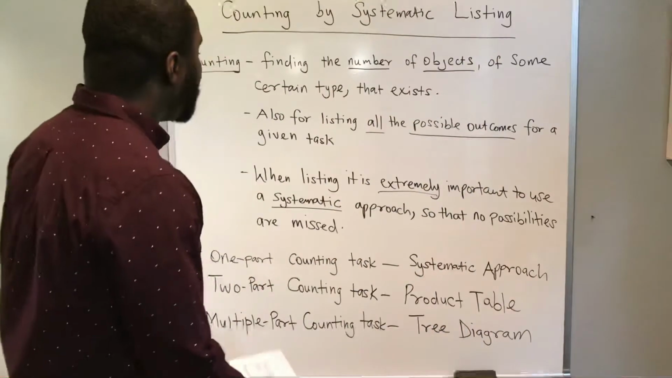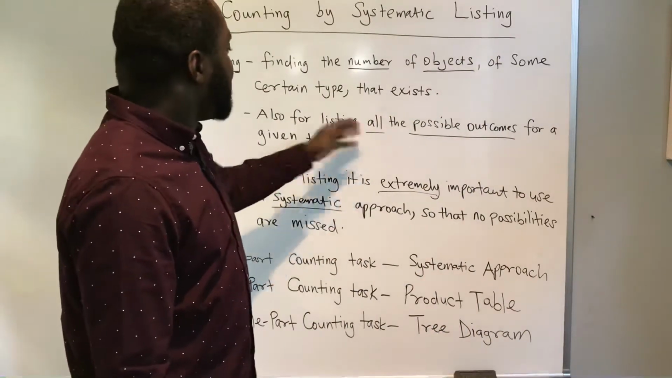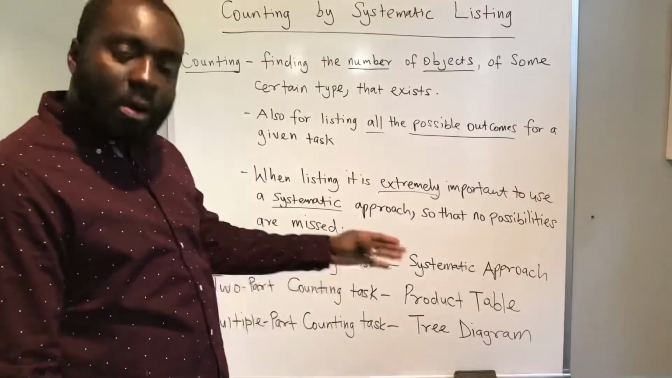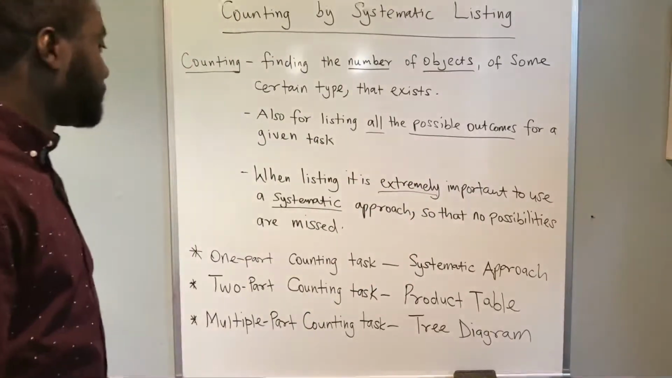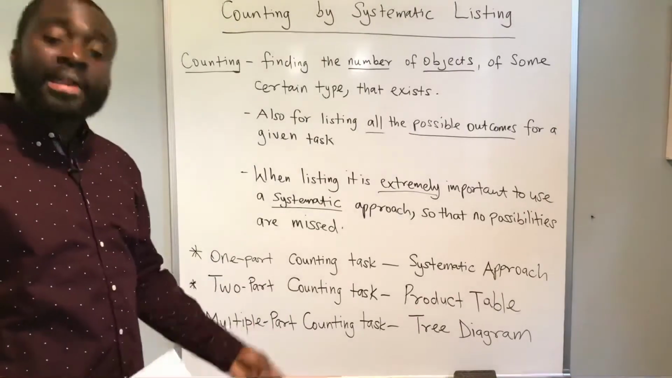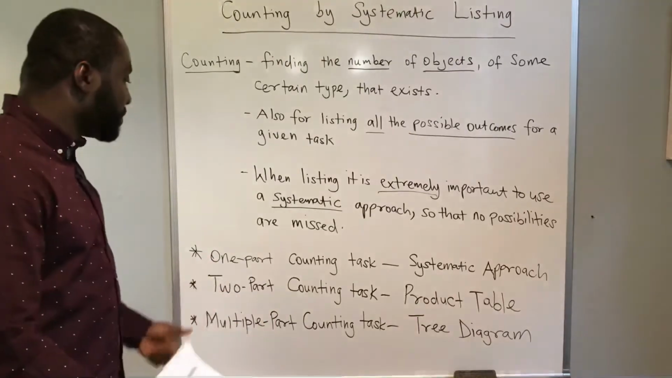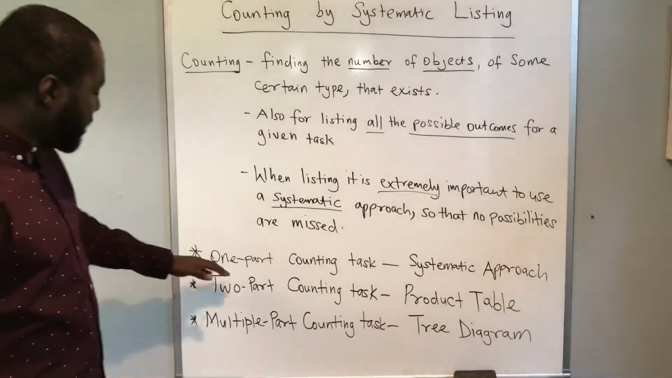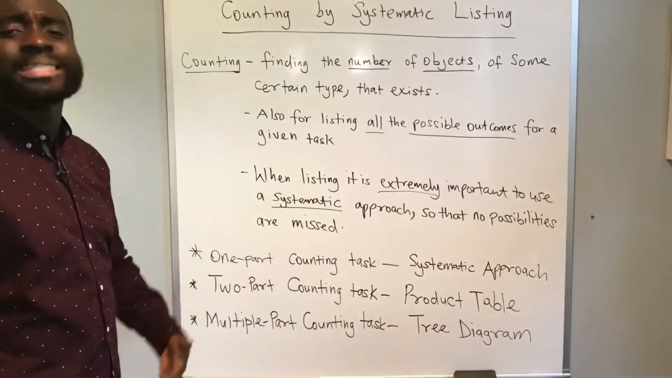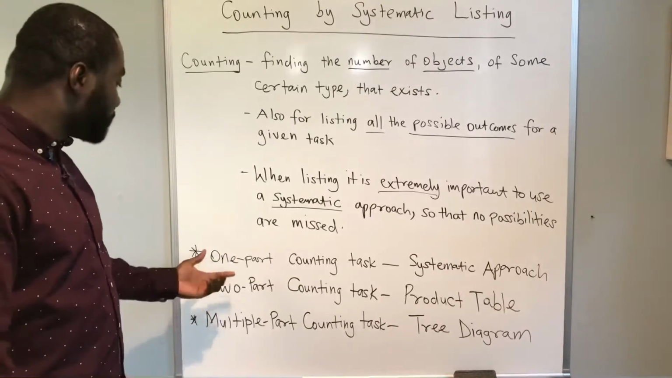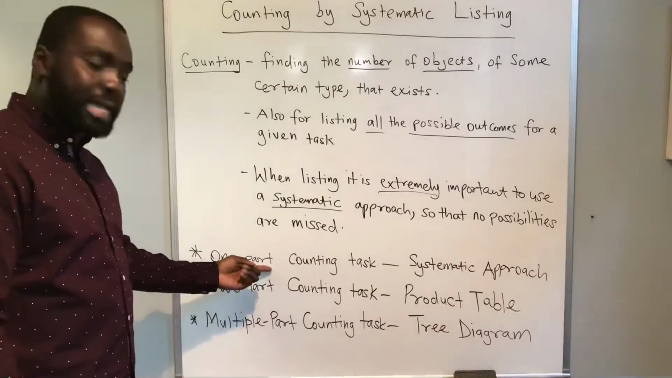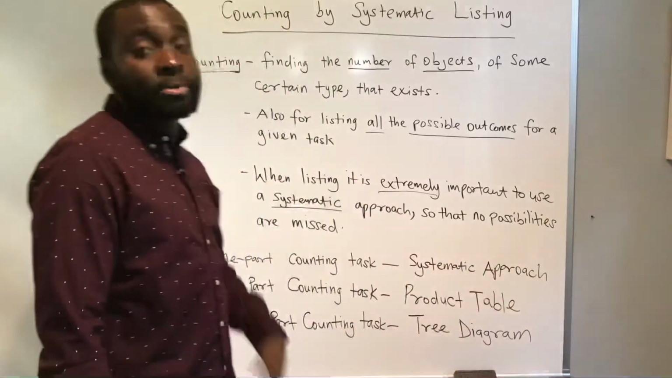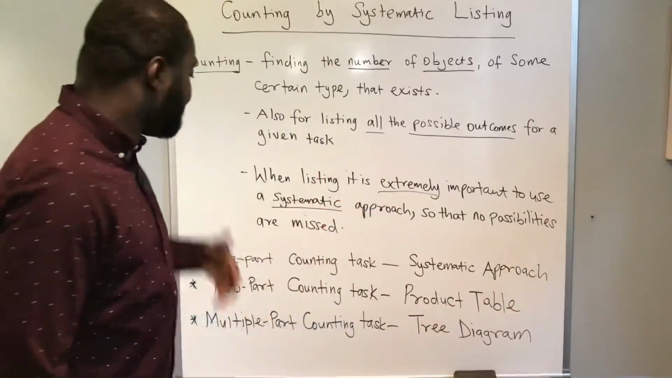Objects. And then also keep in mind all possible outcomes, okay? And make sure that you follow a systematic approach in doing all your counting, okay? So if your counting task involves just a one-part counting task, you use a systematic approach, okay? And I'm going to explain that later in the course, okay?